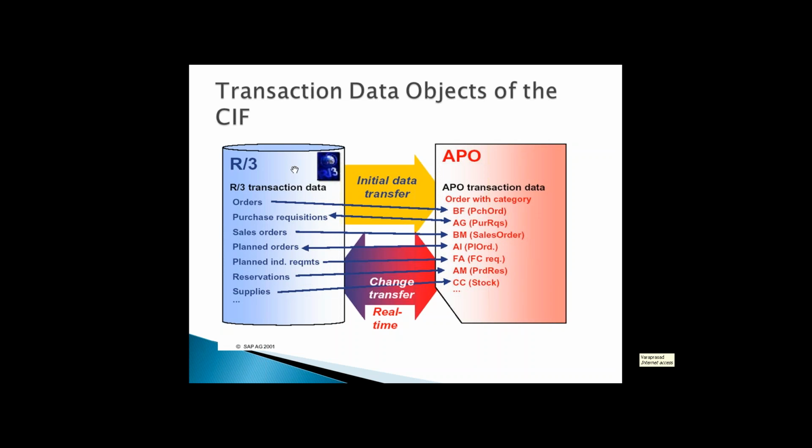Nothing but purchase orders. Whenever you are transferring from ECC to APO, the purchase orders will be treated as BF, a 2-digit category, and purchase requisition will be AZ, sales orders BM, planned orders AA, and so on. Even supplies, that means stock, is also denoted by, sorry, CC. CC in APO is nothing but the stock of ECC.